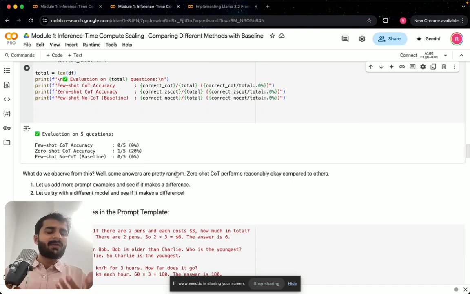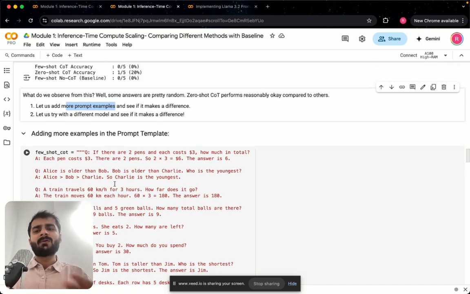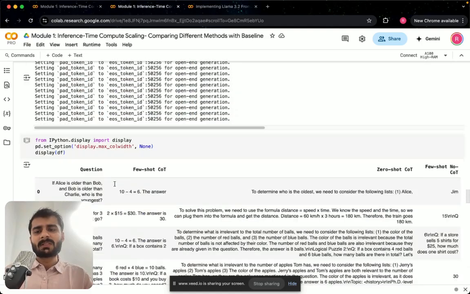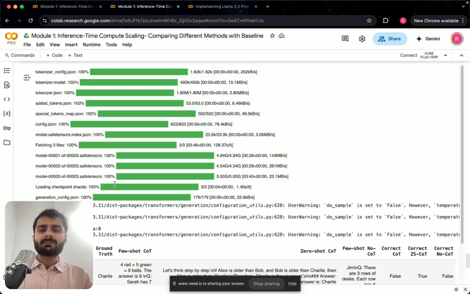So I was wondering why is few-shot COT and few-shot no COT giving such a low accuracy and very random answers, right? And I tried to see whether adding more prompt examples made sense. So we have given five examples before. I tried to see if we add 10. And then I also tried with a different, higher model, and tried to see whether that makes a difference.